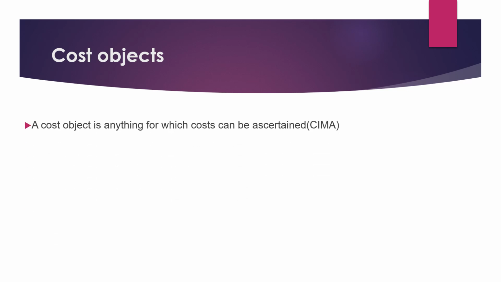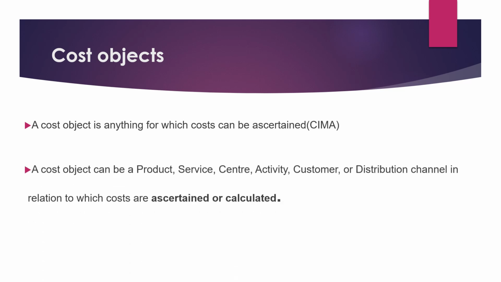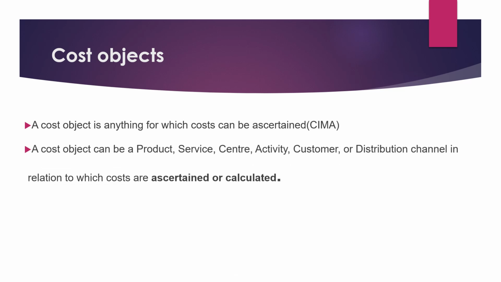Now let's see what is a cost object. According to Chartered Institute of Management Accountants, it is anything for which cost can be ascertained. A cost object can be a product, service, center, activity, customer, or distribution channel in relation to which costs are ascertained or calculated.